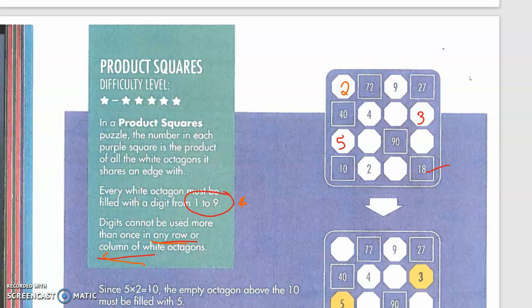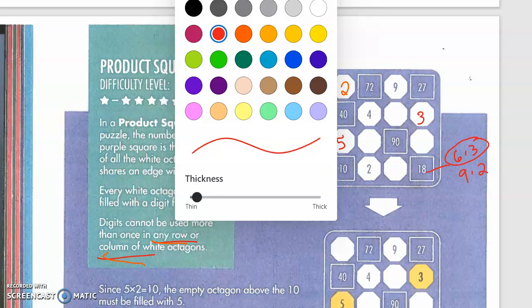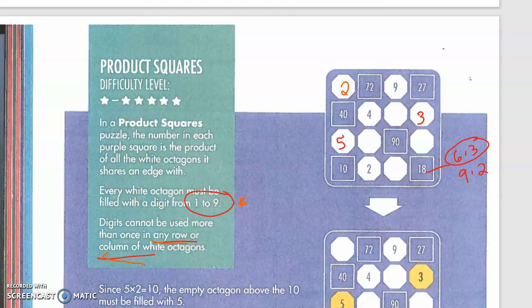Okay, so 18 can be 6 times 3, or it could be 9 times 2. Let's say it's 6 times 3. I'll use a different color here. We can't put the 3 here and the 6 here, because then I would have two 3s in this column. So I could put the 6 here and the 3 here. That could work.